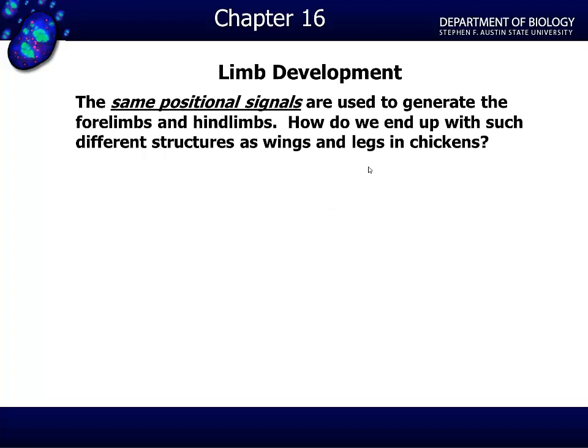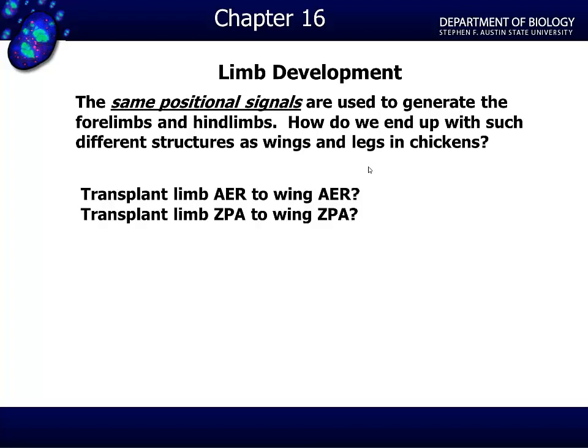How do we then rationalize if these are occurring in both hind limbs and forelimbs? How do we end up with wings and legs as opposed to all of them being the same? If those are the only chemicals that are produced, how is anything any different? In this case, they transplanted limb apical ectodermal ridge into the AER, and transplanted limb ZPA into the wing ZPA, to see if they could decipher the signals that may be directing limb structures, wing structures from leg structures.